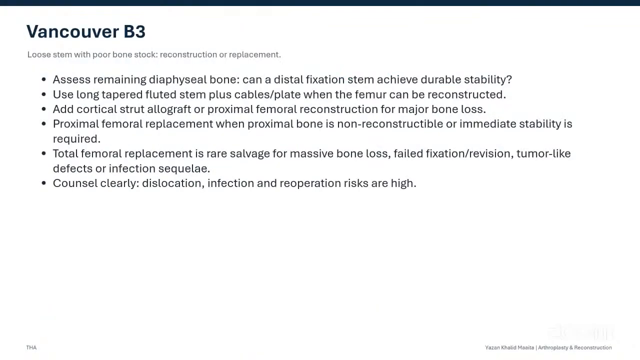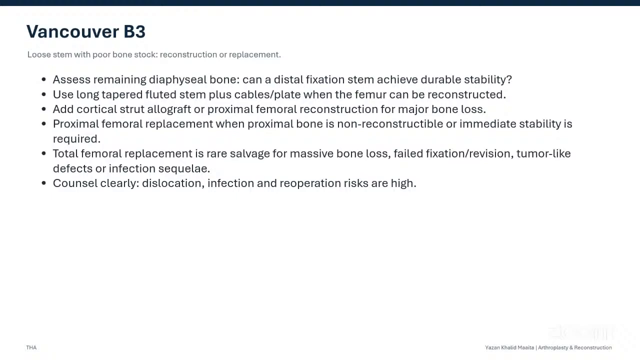Vancouver B3, when there is bone loss and the stem is loose, reconstruction or replacement. Assess whether the remaining diaphyseal bone can achieve distal stem fixation and durable stability or not. Use a long tapered fluted stem plus cable and plate when the femur can be reconstructed. Add cortical strut allograft or proximal femur reconstruction for major bone loss. Proximal femur replacement when proximal bone is non-reconstructible or immediate stability is required.